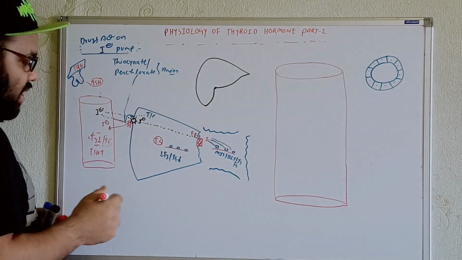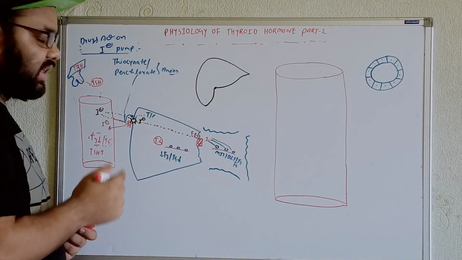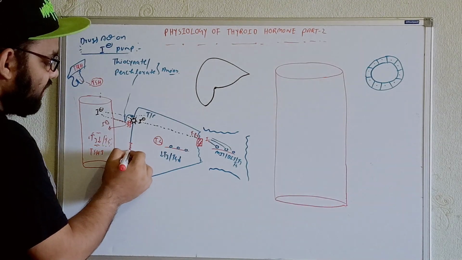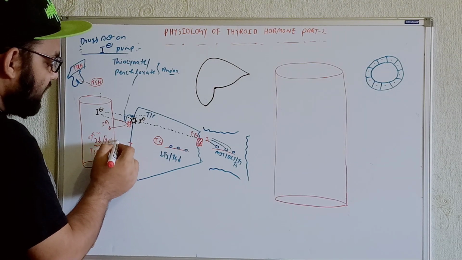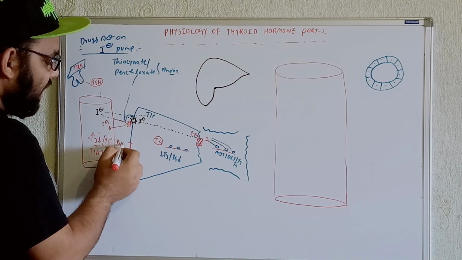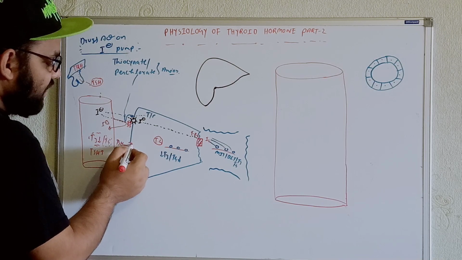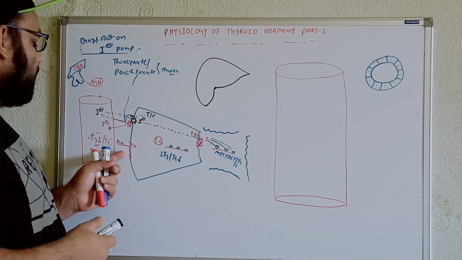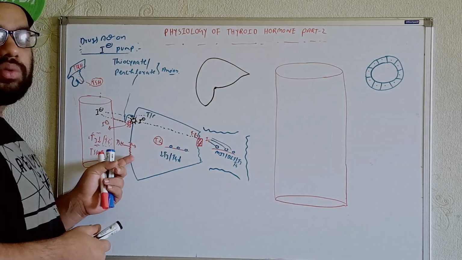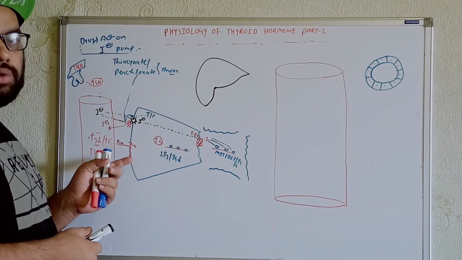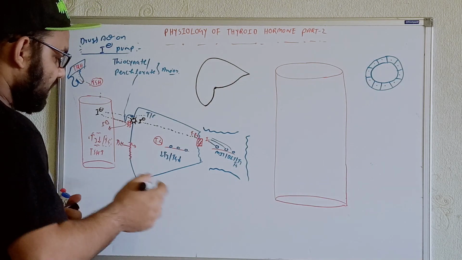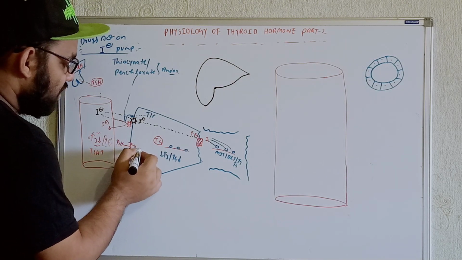And what do we know? Within the follicular cells over here there are receptors for TSH. So whenever TSH comes over here, it will give signals. Whenever TSH is activated, it will give the signal to the TSH receptor that is present within the thyroid follicular cells.